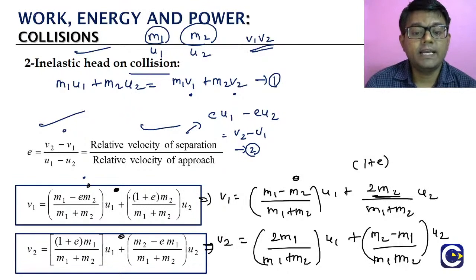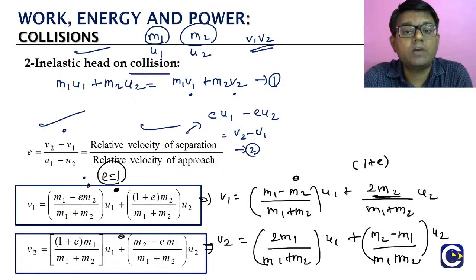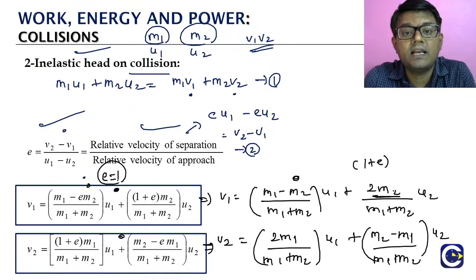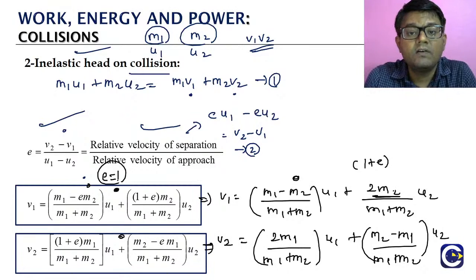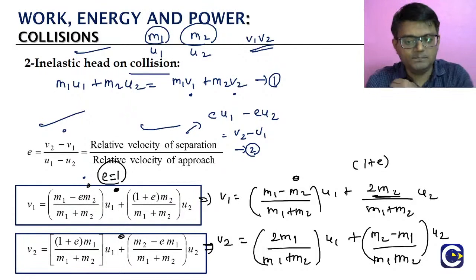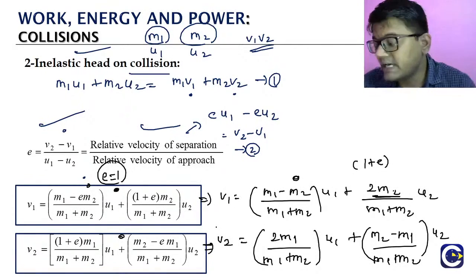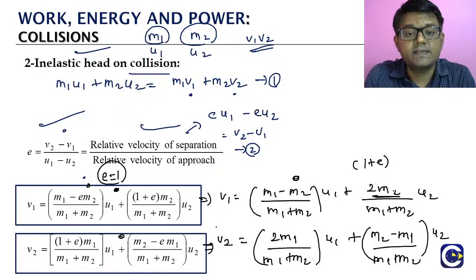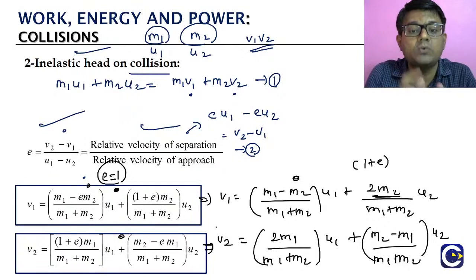You look at this one. In these expressions, substitute e is equal to 1. If you put e is equal to 1, the formula is going to give us the velocity expressions in case of the perfectly elastic head-on type. Why? Because for the perfectly elastic head-on, e is equal to 1. You can check it. If you put e is equal to 1, we'll get those formulae. So these are the velocity expressions for these two particles after the collision.